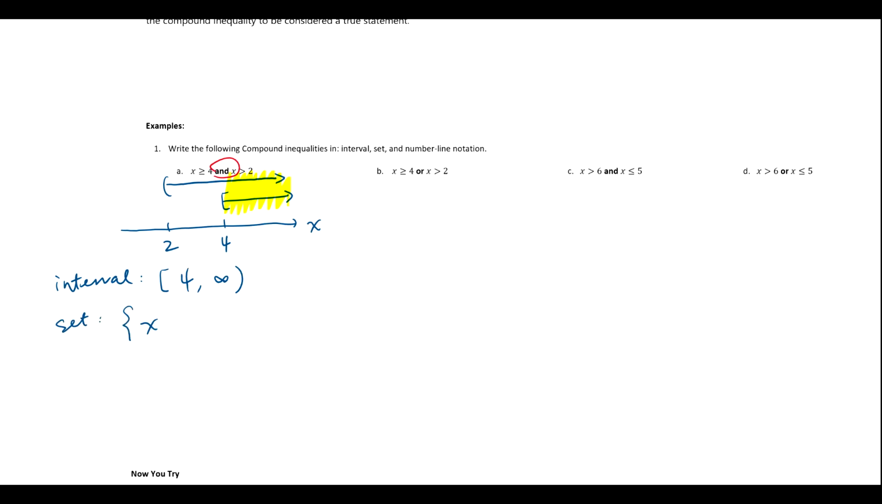So curly bracket is how we indicate it's a set. Variable here is x, and we want x to be greater than or equal to 4, which you can see is exactly the same as the initial first inequality we had.